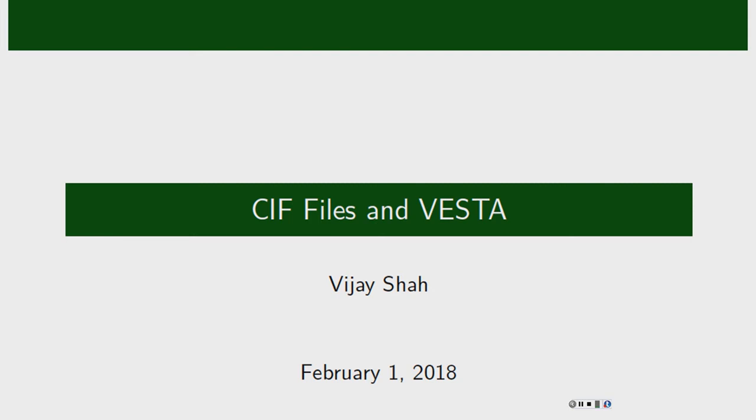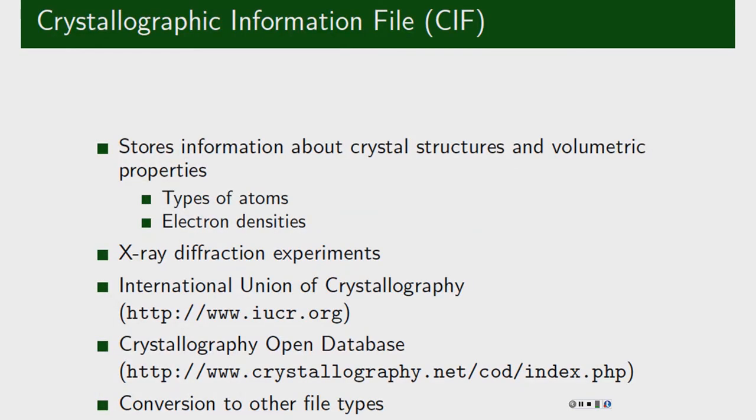All right, thank you for the introduction. First off, I'm going to talk a little bit about CIF files. They stand for crystallographic information files. Basically they store information about the different crystal structures that you have or different volumetric properties of your system, so they can give information about the electron densities of your system. Usually one does not write these files by hand. They are generated through software when you're doing X-ray diffraction experiments.